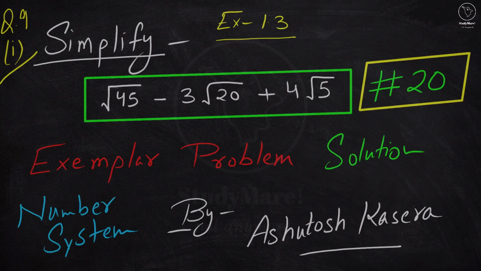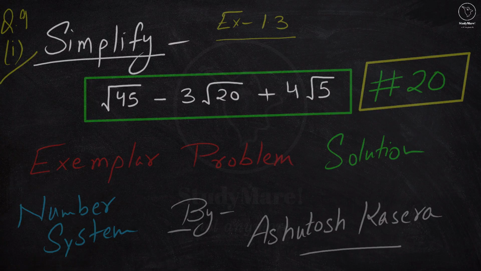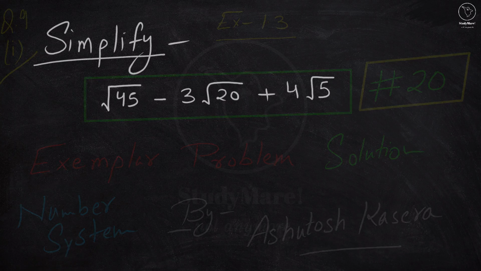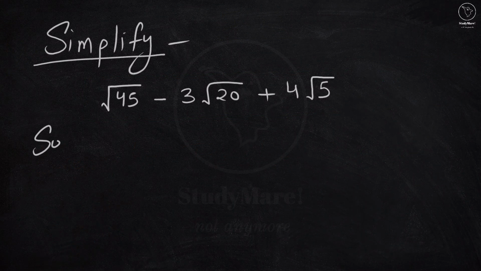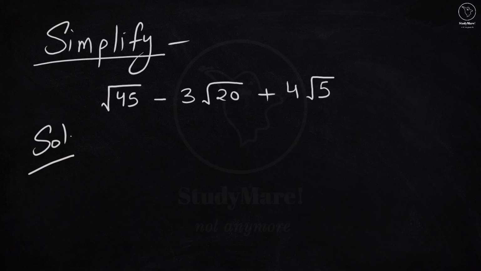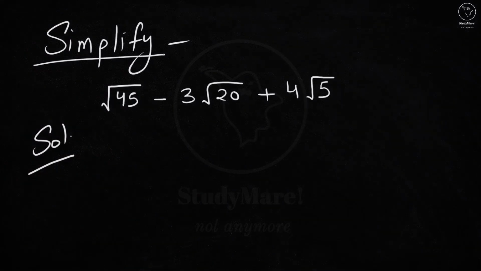Simplify root of 45 minus 3 root 20 plus 4 root 5. Can you solve it? It is easy. Let us do it, and you will see that the answer that comes out is so simple.